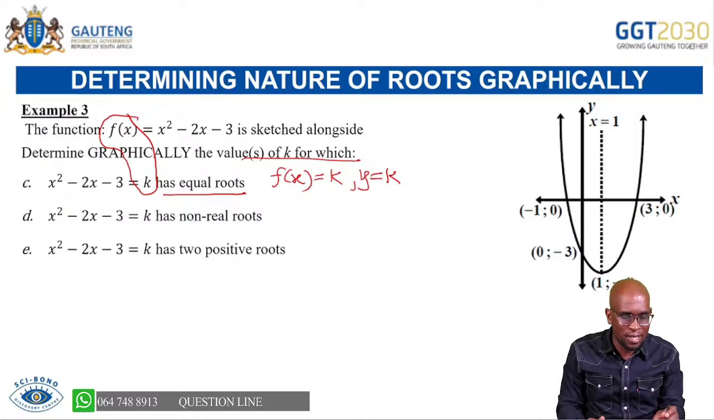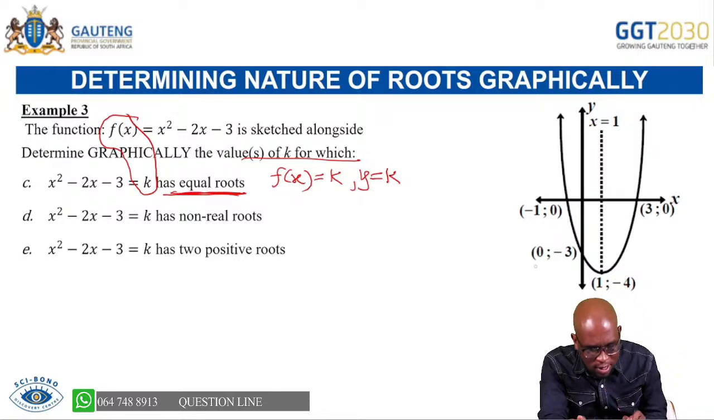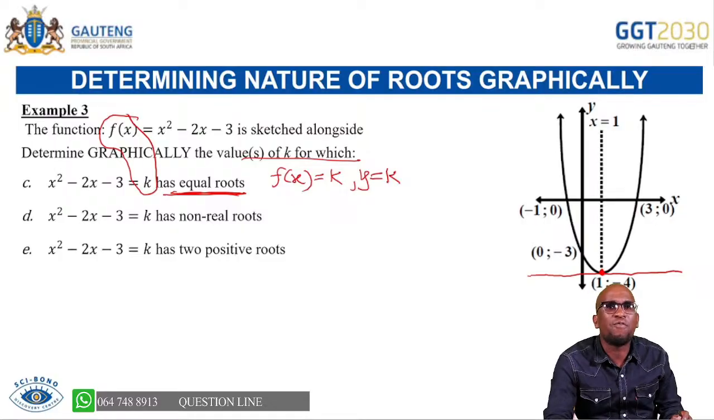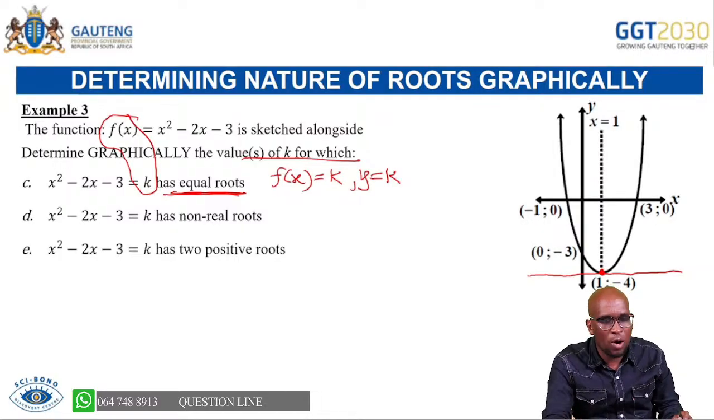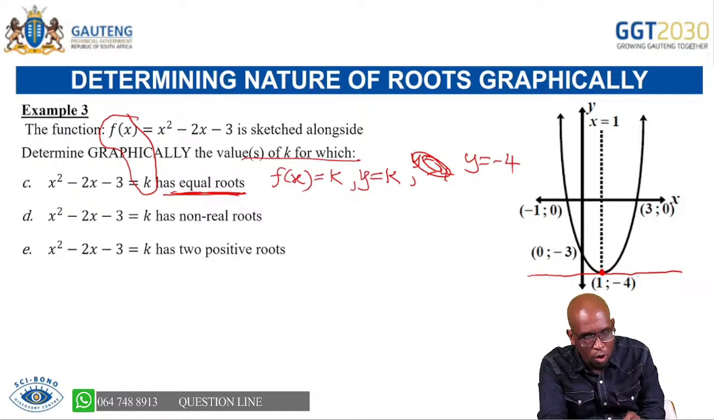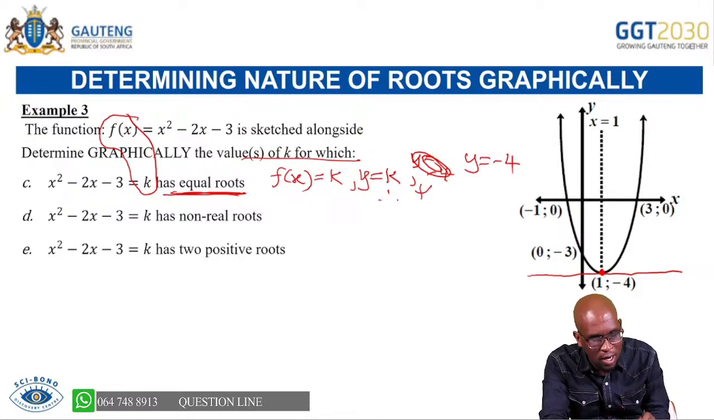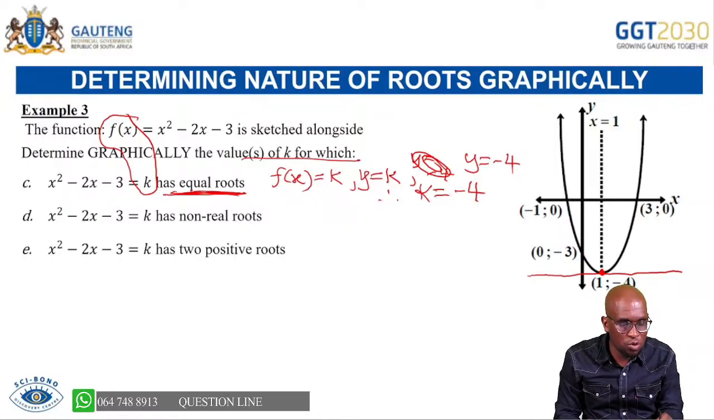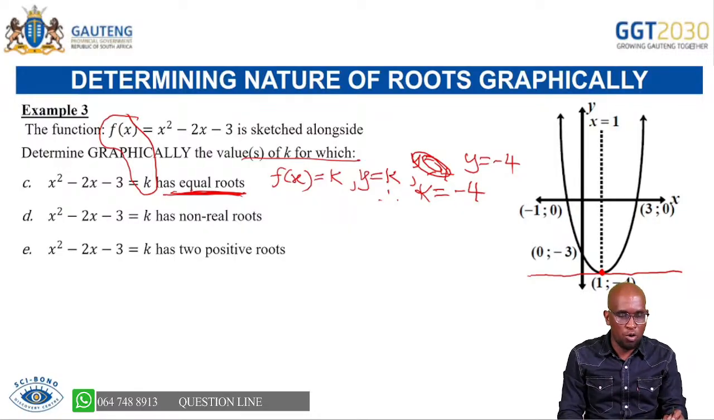So where can we place the line so that it intersects the graph once? We can place the line at the turning point. So if we place the line at the turning point, it intersects the graph once. So that is where we have equal roots. So that is y is equal to k. But what is y here? y here is -4, right? y is equal to -4 when the line is placed there, which means that our k would be -4. So that is where the line should be for us to have equal roots. I hope that makes sense.